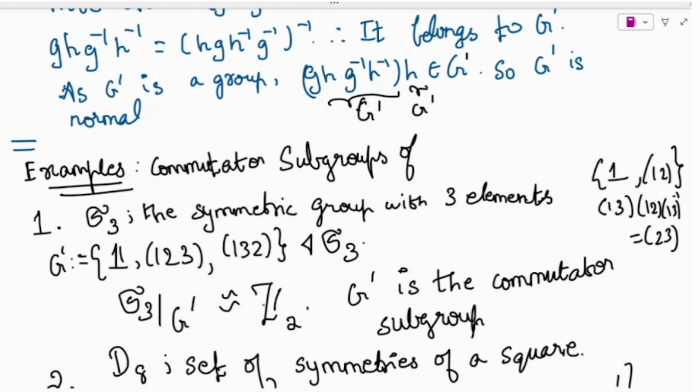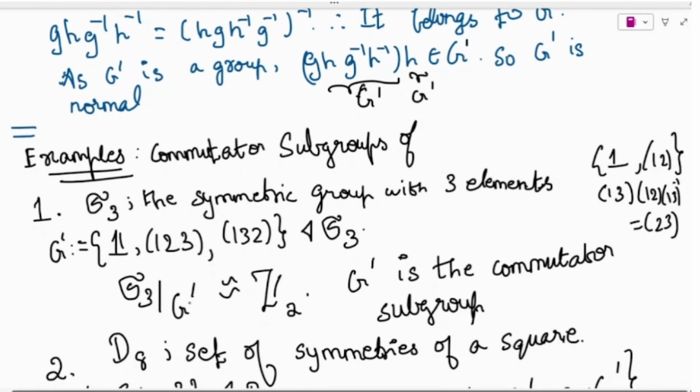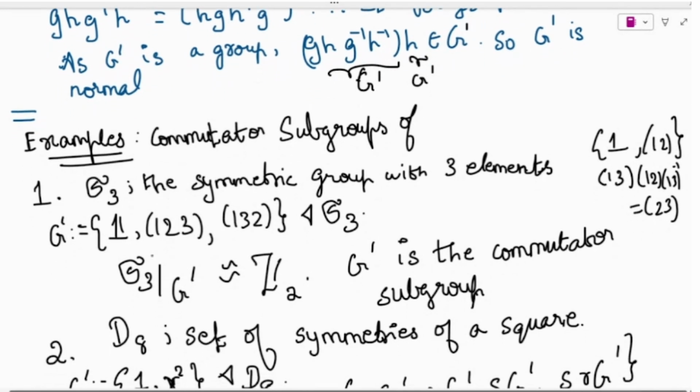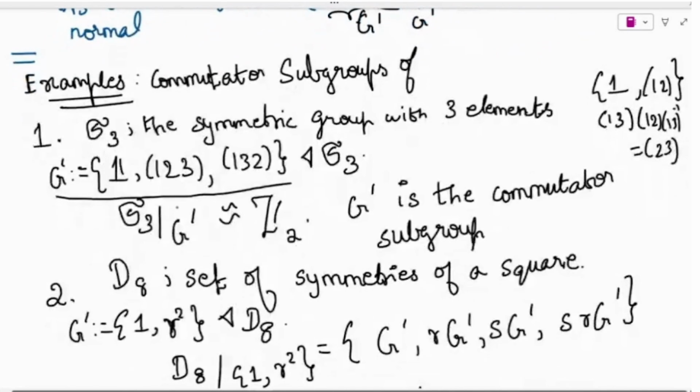Why am I saying this automatically? Because S3 has order 6, right? The number of ways to permute 3 elements is 3 factorial, 6. So S3 has order 6, and G dash is a normal subgroup of order 3. So this quotient will have order 2. It will always be a group because the quotient is well defined. And there is only one group of order 2, it is Z2. So this G dash is the commutator subgroup of S3.